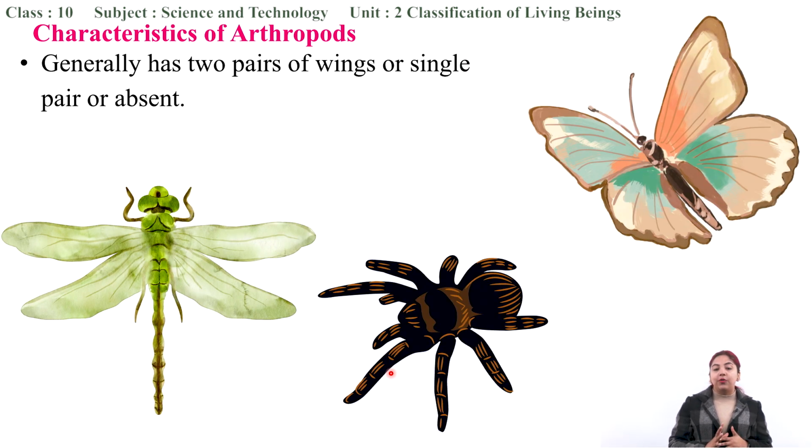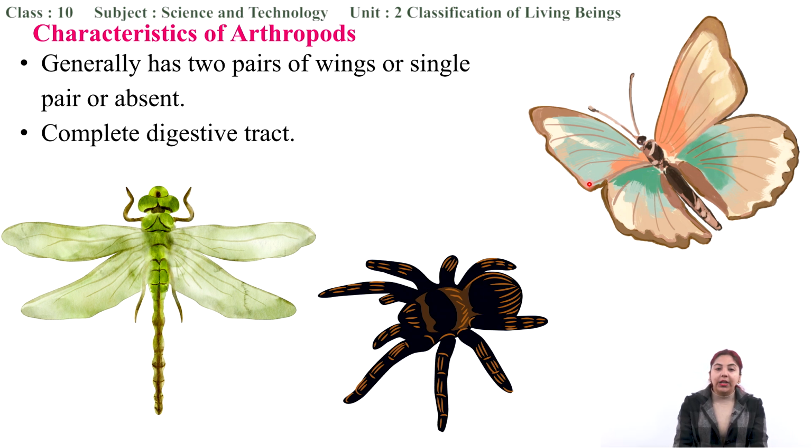They generally have two pairs of wings or a single pair of wings, or sometimes the wings may be absent as well. You can see here the butterfly and dragonfly have two pairs of wings, and in the case of the spider, it does not have any wings. So organisms that belong to the arthropods usually have two pairs of wings, or sometimes a single pair of wings, and the wings might also be absent in some organisms.